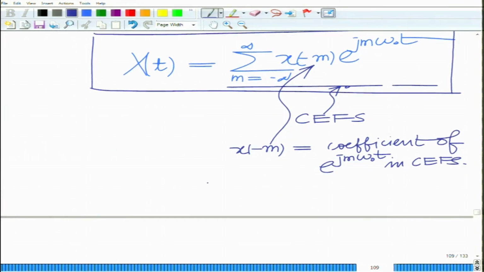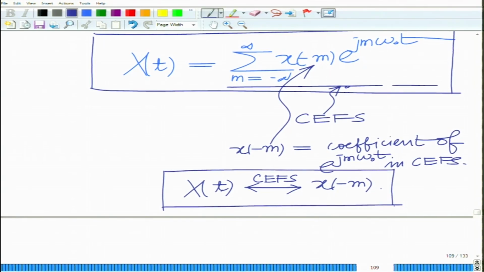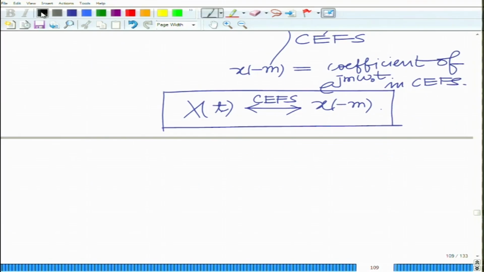So, basically you can say x of t has the complex exponential Fourier series given by x of minus m. That is the duality result for the DTFT, because of the asymmetric nature of the DTFT, when you take the resulting signal in time, that is a periodic signal, okay.